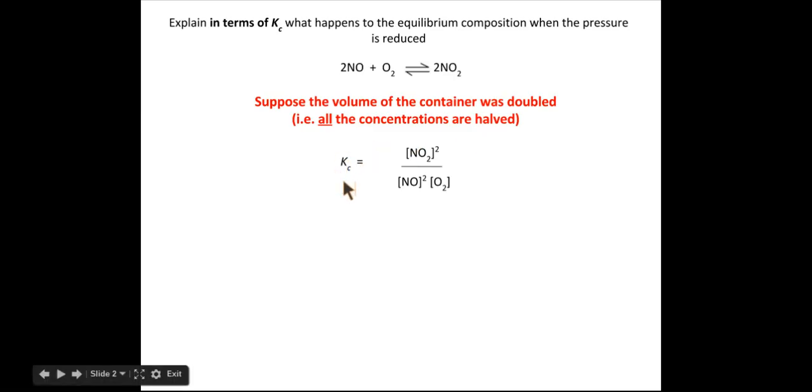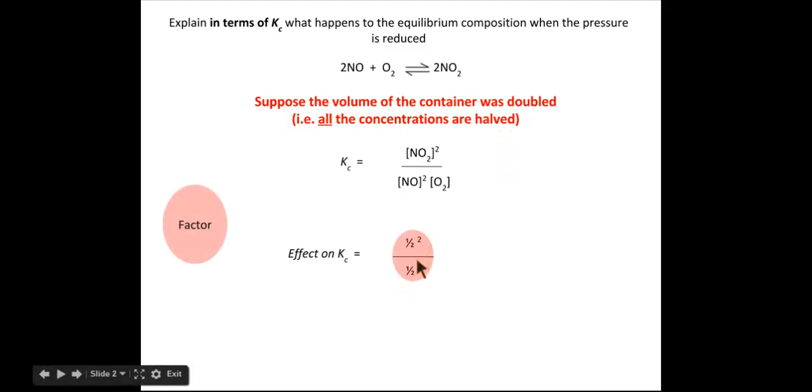So obviously the Kc expression is required, and there it is for this system here. We've got the equilibrium concentration of our products raised to the power 2, divided by the equilibrium concentration of the reactants squared because of the 2 there, and power 1 because there's no number balancing this in the equation. So what effect will this have on Kc? Remember, if the volume of the container was doubled, the concentrations of everything are going to halve.